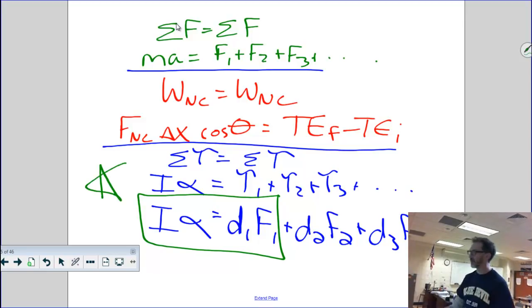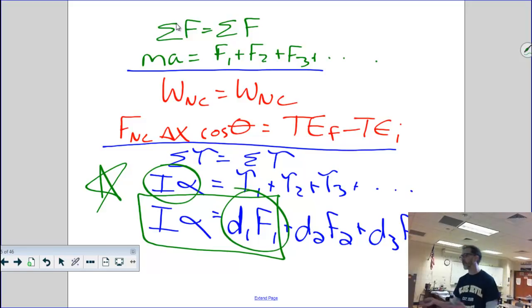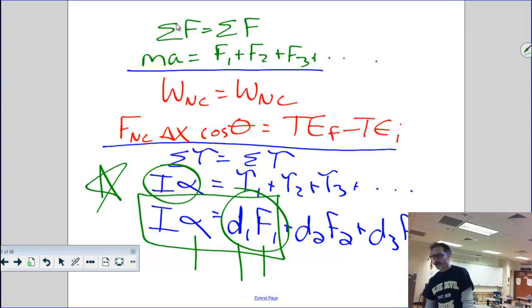So this is how most of these problems are going to be solved. We've got two different ways to find torque: I alpha, and lever arm times force. So you're going to solve those two things and set them equal to each other. All right? And solve for some missing thing. So maybe you'll be finding the alpha, maybe you'll be finding the lever arm, maybe you'll be finding the force, whatever. Okay?